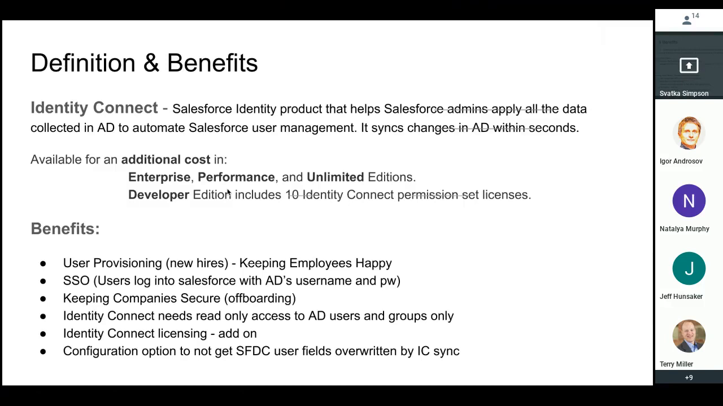Additional cost. It's here clearly, this particular product is available in those 3 editions: Enterprise, Performance, and Unlimited. We can have some in Developer as well, but it comes at additional cost.